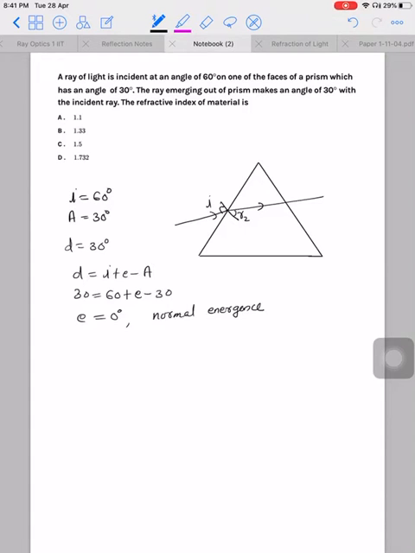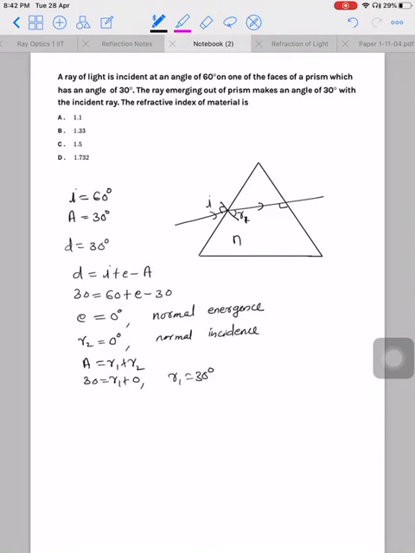Therefore, in normal emergence, we know light is incident normally. So, normal incidence at the second face. So, R2 is equal to 0. This is R1, this is R2, which is 0. So, we have A is equal to R1 plus R2. So, 30 is equal to R1 plus 0. R1 is equal to 30 degree.